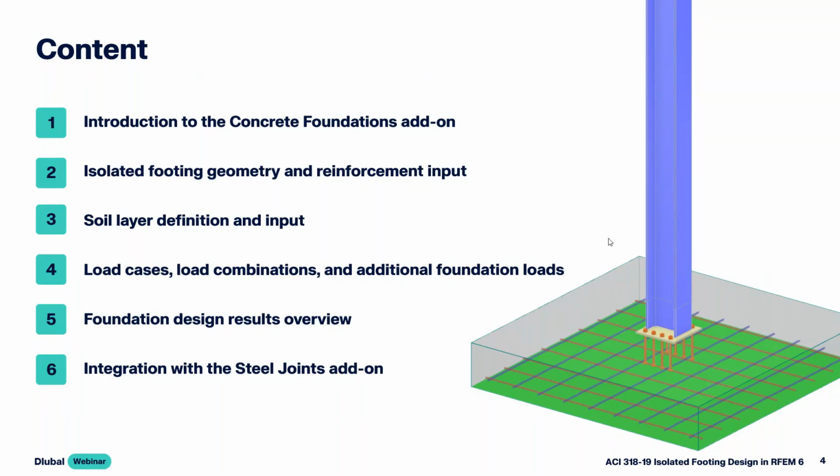After this, we'll go ahead and set up the load cases and load combinations according to the ASCE 7. I'll also show you how you can apply additional foundation loads directly to the isolated footing. And then we'll run our calculation for the analysis, but mainly focusing on the foundation design results. And finally, at the end of the presentation today, I do want to quickly integrate our additional add-on called Steel Joints with the foundation to do a quick base plate design and show the advantages there.